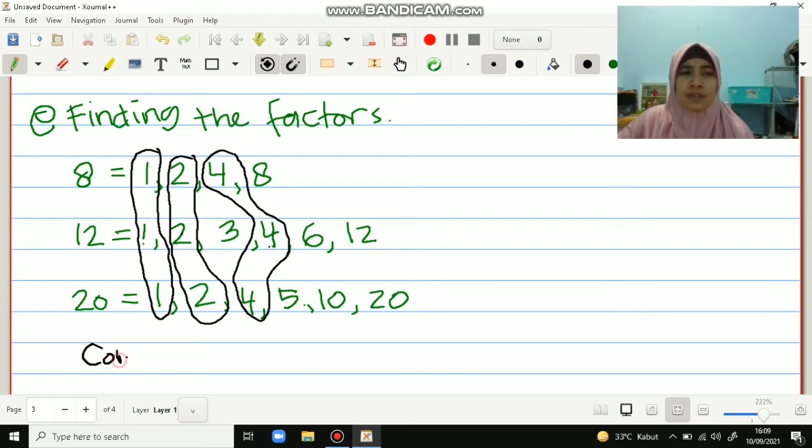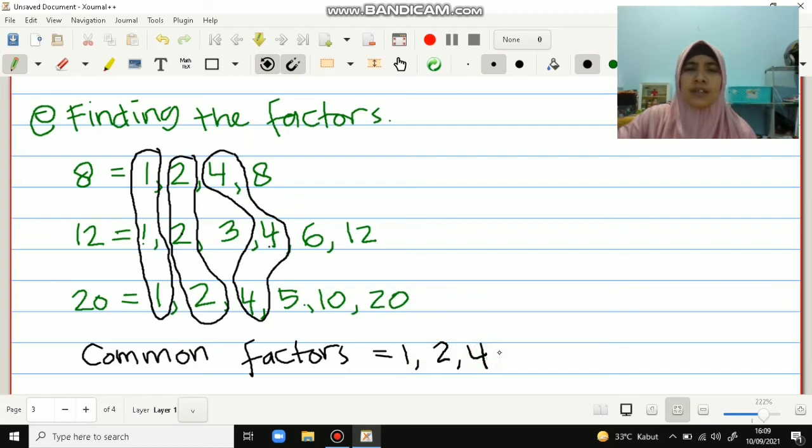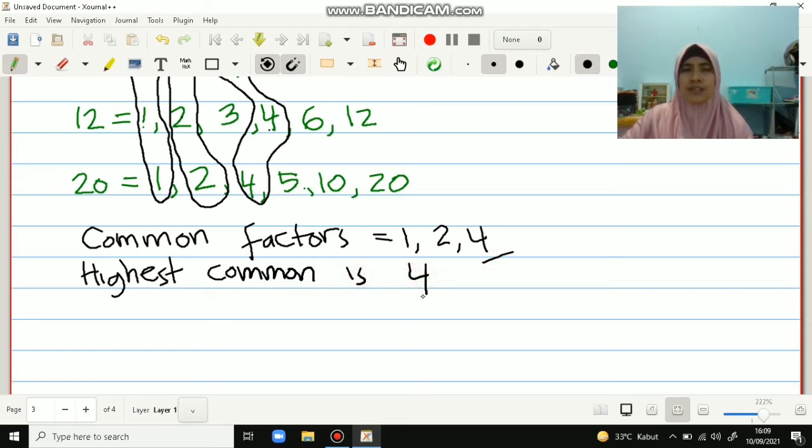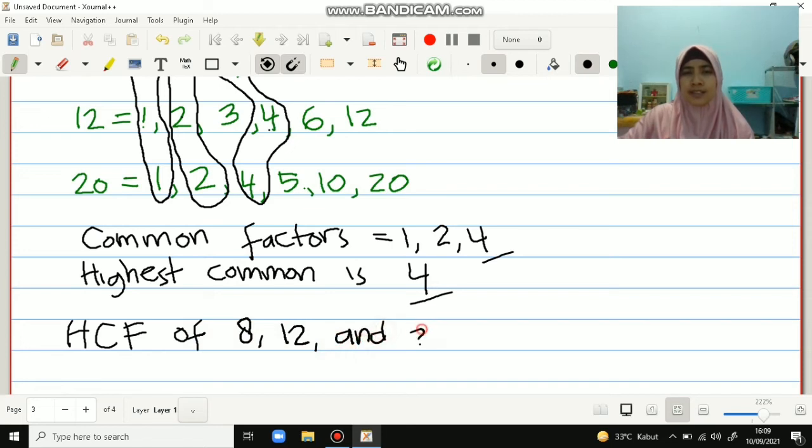So, after you find the factors, find the common factors 1, 2, and 4, and the highest common. This is the last number we find. The highest common is 4. That's why the highest common factor of 8, 12, and 20 is 4.